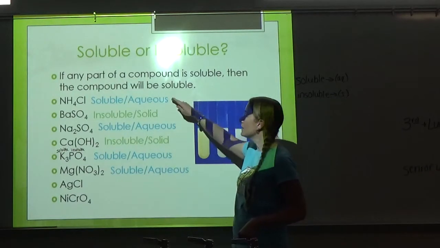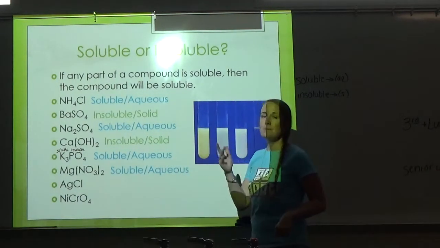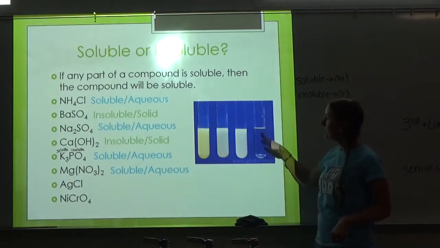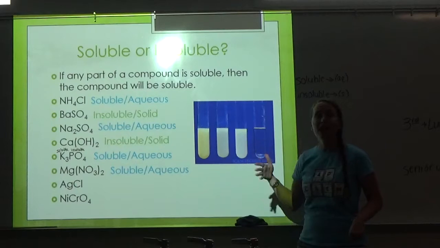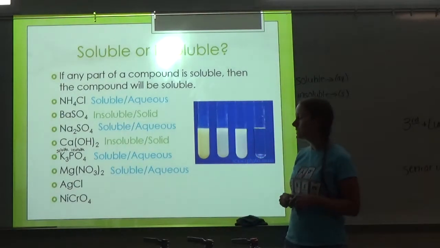And so all of these that are aqueous would not be a solid. So you would not have a precipitate. Any of these that say solid or insoluble, you would have a precipitate if those ions had a chance to bond. All right, so our next one is AgCl.